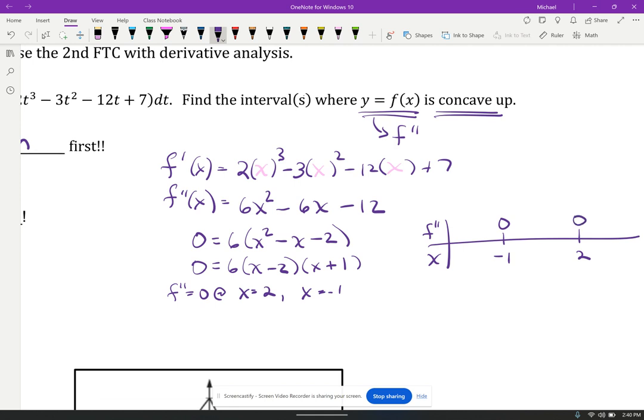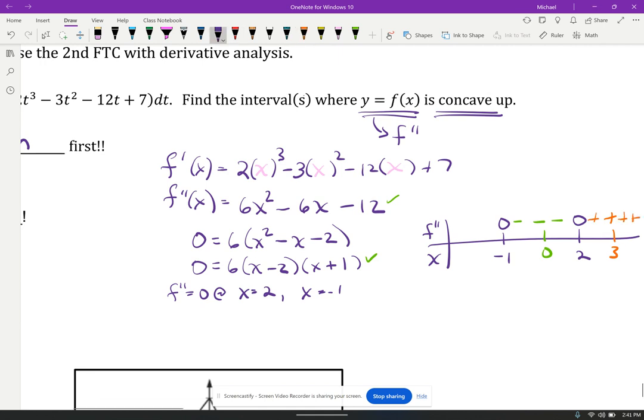And now we're going to test points and plug them back into the second derivative. We can plug them into this second derivative, or we can plug them into this second derivative. It doesn't matter as long as we plug it into the second derivative. Pick a point between negative 1 and 2. I'll pick 0. And if I substitute it into this derivative, 6 is positive, 0 minus 2 is negative, 0 plus 1 is positive, and a positive times a negative is negative. I could have chosen any point in between, so all of these are negative. And then I choose another one, like 3. Substitute 3 in here, so 6 is positive. 3 minus 2, that's 1, that's positive. 3 plus 1 is 4, that's positive. Positive times positive is positive.